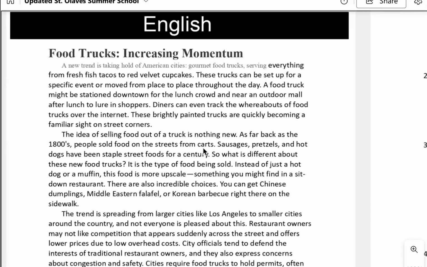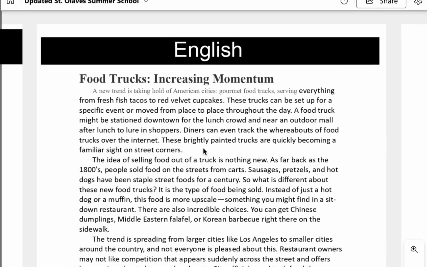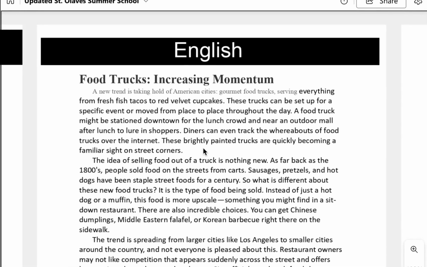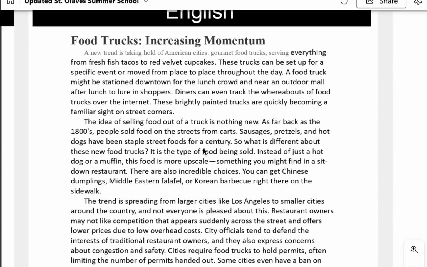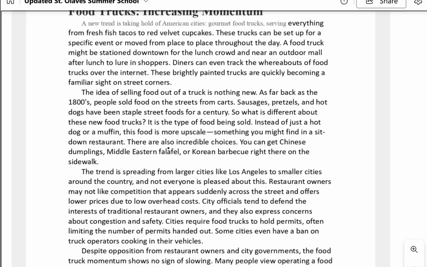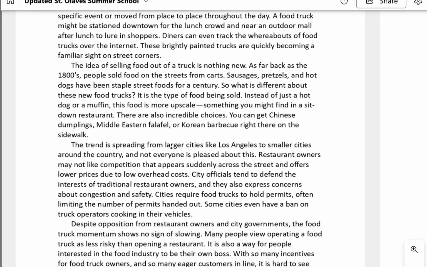So we are beginning a comprehension section for English, and this is a text. We're going to summarize it so the rest of the questions are a little bit easier to contextualize. So this piece of text is about food trucks and the rising popularity of them. It's basically talking about how you can get loads of different types of foods as good as sitting down in a restaurant, not the same as in the 1800s when all you could get were just sausages, pretzels, and hot dogs.